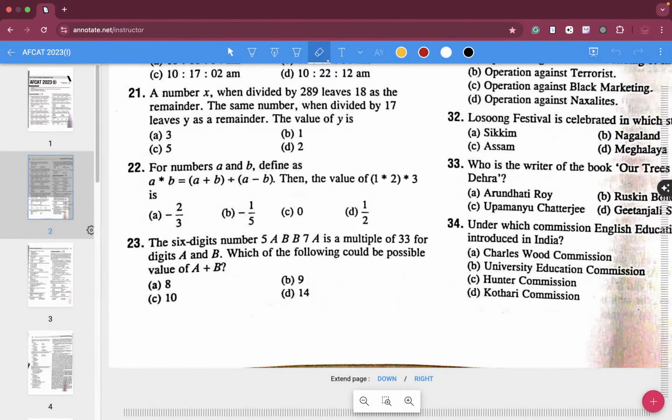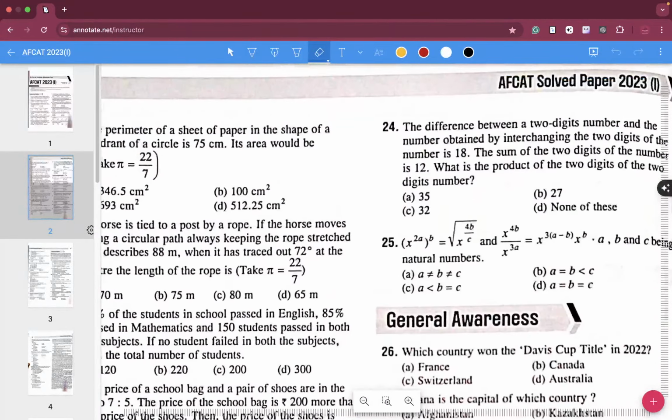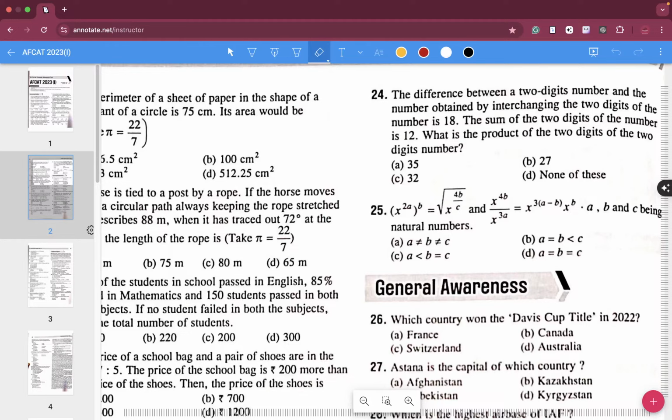Easy one. Let's move on to the next question. The difference between a 2 digit number and the number obtained by interchanging the 2 digits is 18, if the sum of the 2 digits is 12. So the number can be 93, 93 minus 39, is it 18? No, it's not 18.